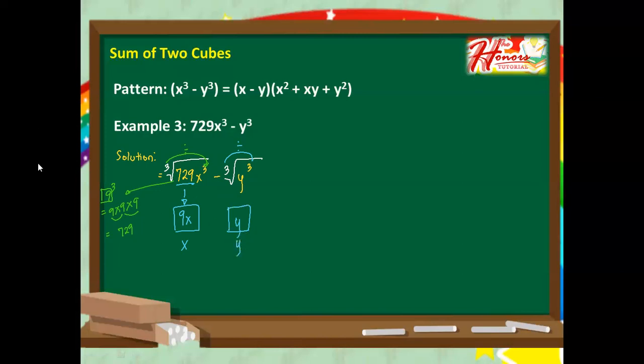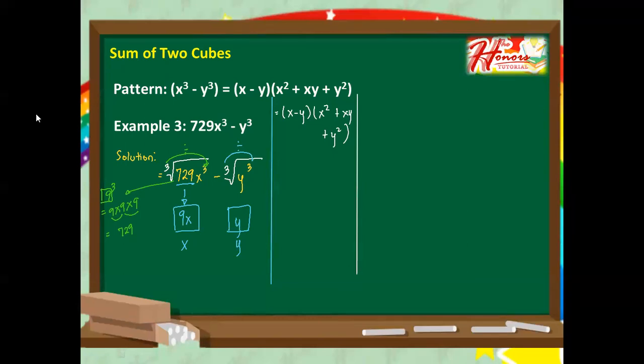And then let's substitute our x and y in our given pattern. The pattern that we have here is the quantity of x minus y times the quantity of x squared plus xy plus y squared. So let's continue.